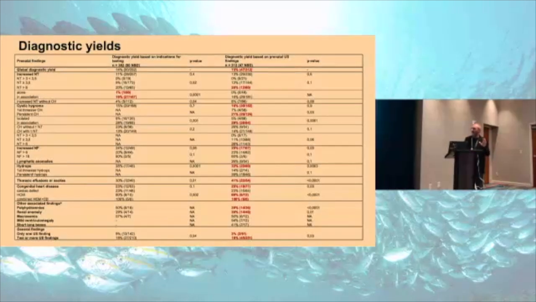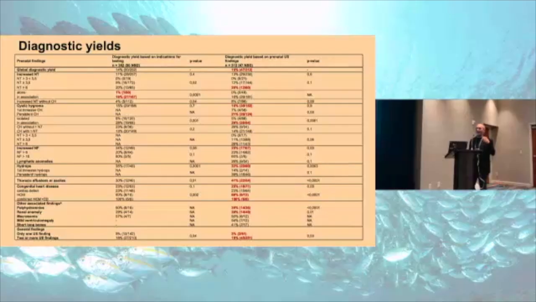The global diagnostic yield was 15%. We observed that with the increase in NT, the diagnostic yield increased with the thickness and was 20% for NT above 6 millimeters. The detection rate for cystic hygroma was 16%, but this is very important, it increased if the cystic hygroma persisted in the second trimester, and increased also if cystic hygroma was associated with another finding, 28%.